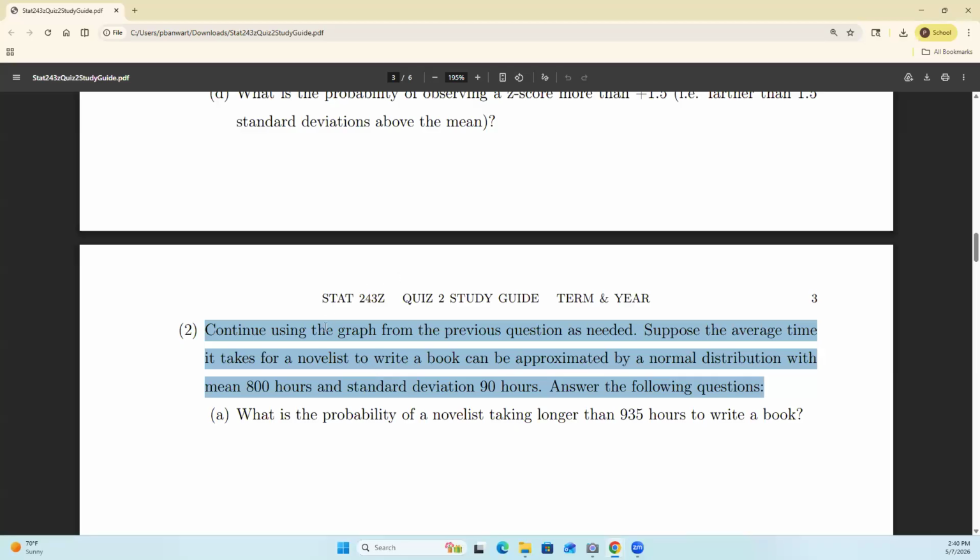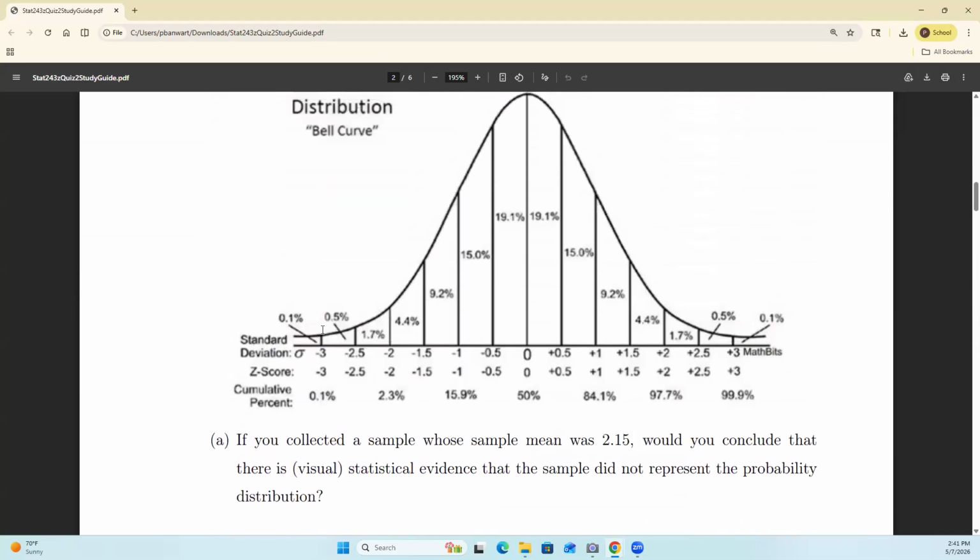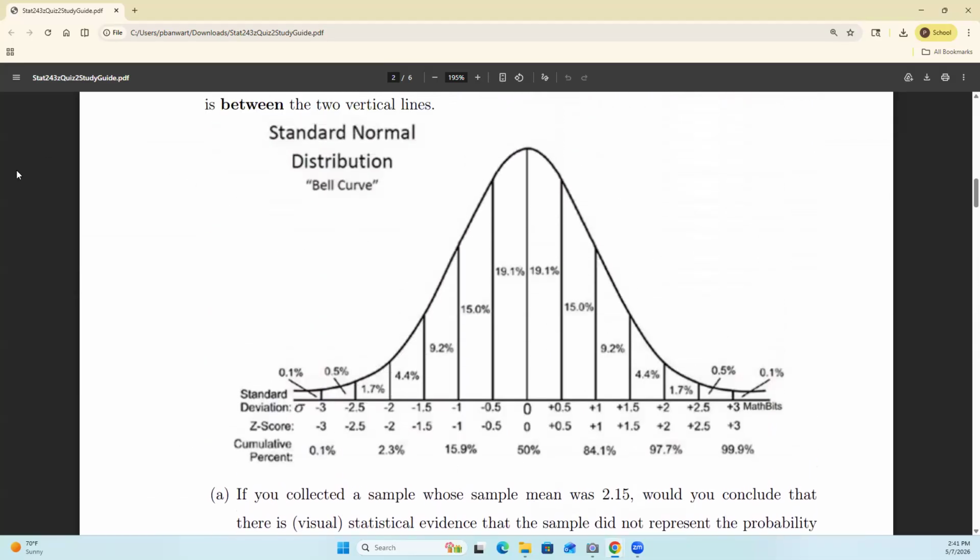average time it takes for a novelist to write a book is 800 hours. So if I were to change this picture, what would I change on this picture? I would change it, exactly, I would change a 0 to an 800, right? Because that's my new mean.